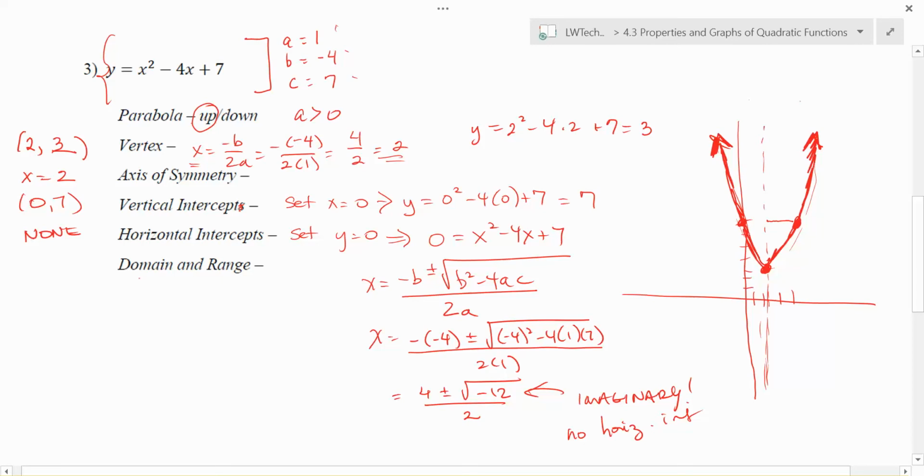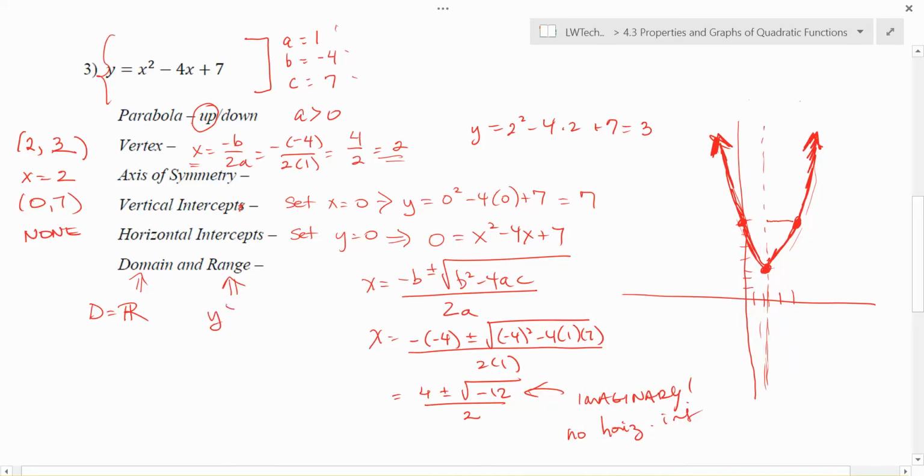Real quick to revisit this idea of domain and range. In this case, our domain is going to be all real numbers because that's always the case for our quadratic functions. We can put anything we want in for x. Our range, however, is going to be restricted by the location of our vertex. In this case, we want lots of big y values, and the smallest value that y ever takes on is right here at the vertex when it's at y equals 3.